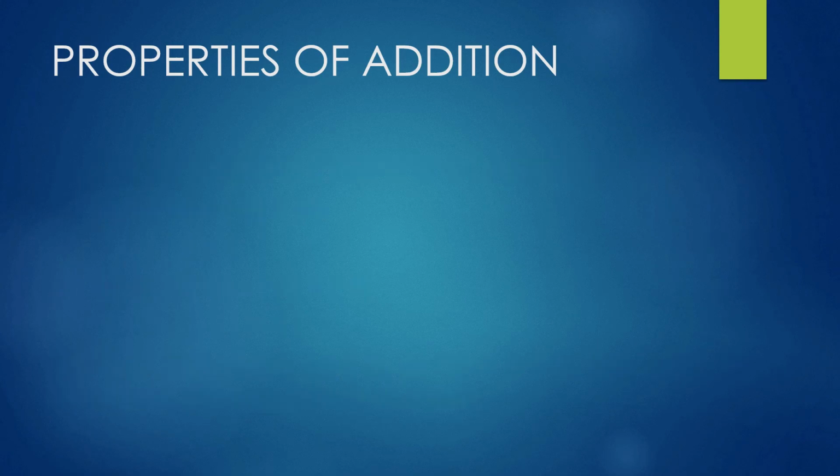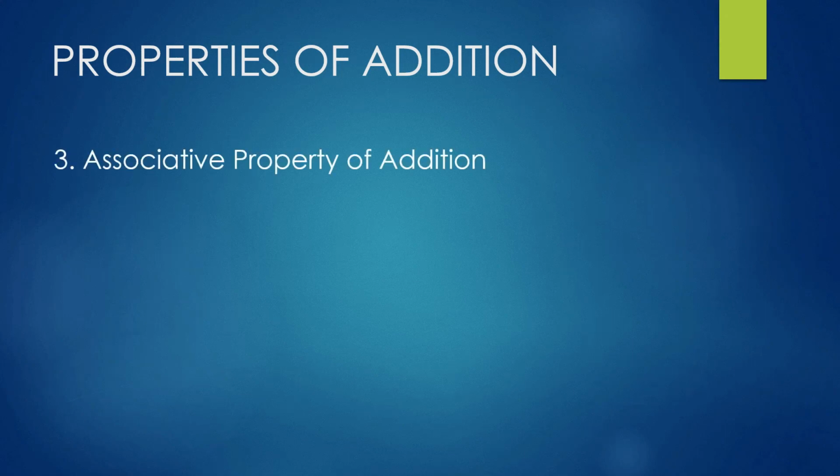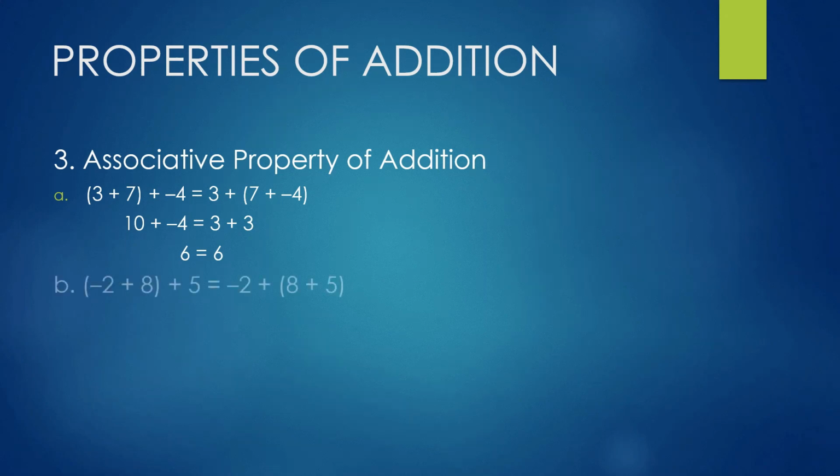The third property of addition is the associative property of addition. We have the example: 3 plus 7 plus negative 4 is equal to 3 plus the quantity 7 plus negative 4. First, let us find the sum of 3 and 7, that is equal to 10. For the right side of the equation, we have 7 plus negative 4, which is equal to 3. Simplifying the equation, we have 10 plus negative 4. The answer is 6. The same with the right side, 3 plus 3 is equal to 6.